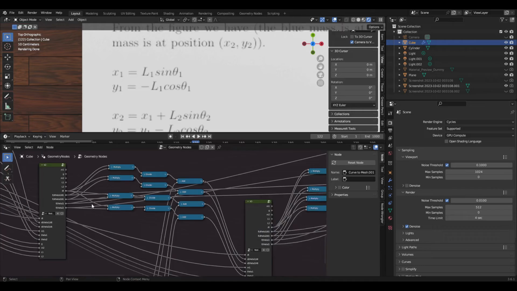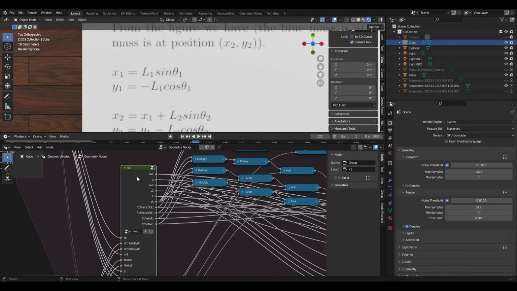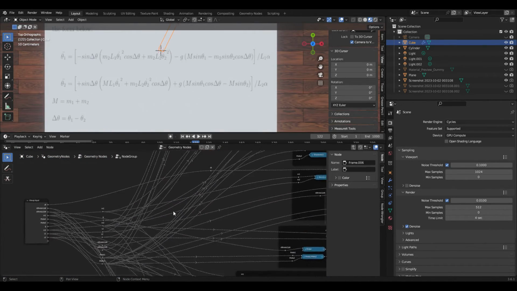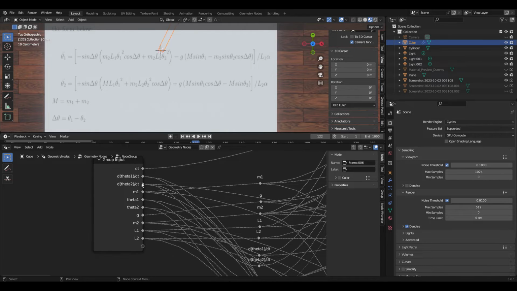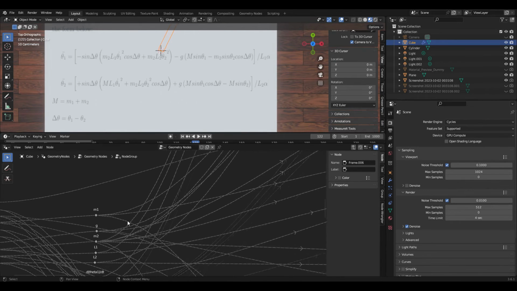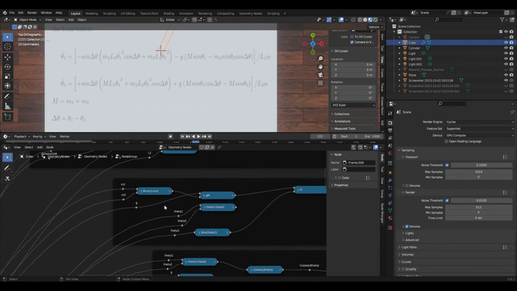And here's where I set up the equations of motion. So here are the equations of motion again, just so you can follow along. If I go to the inputs, I have dt, the derivative of theta 1, derivative of theta 2, m1, theta 1, theta 2, g, m2, l1, and l2 going in.